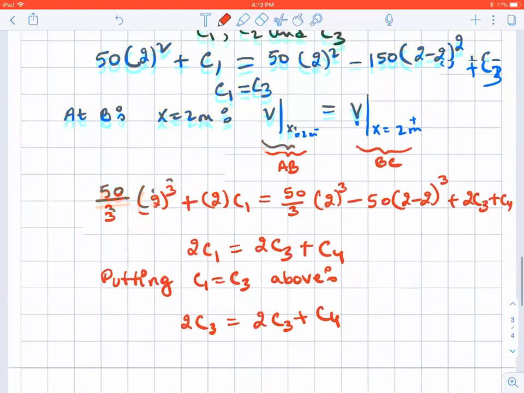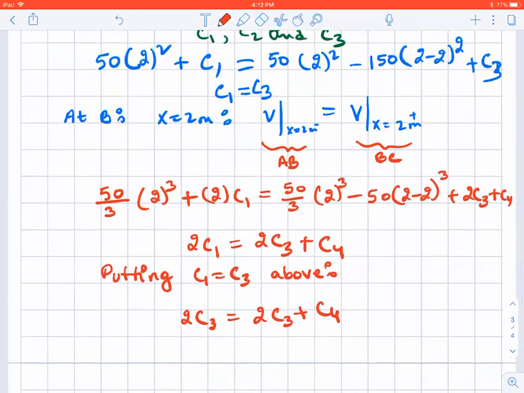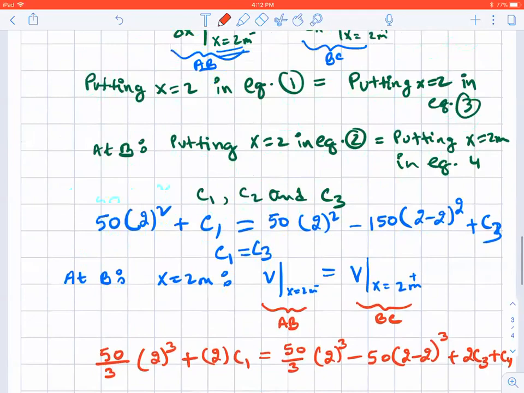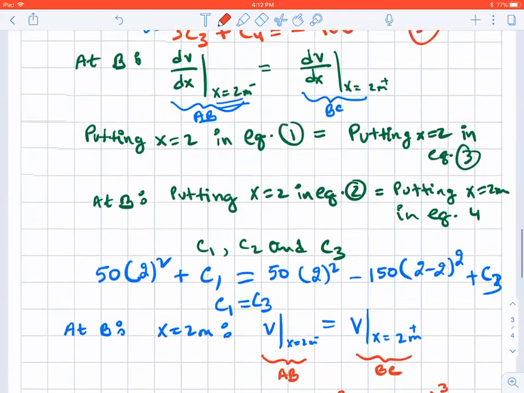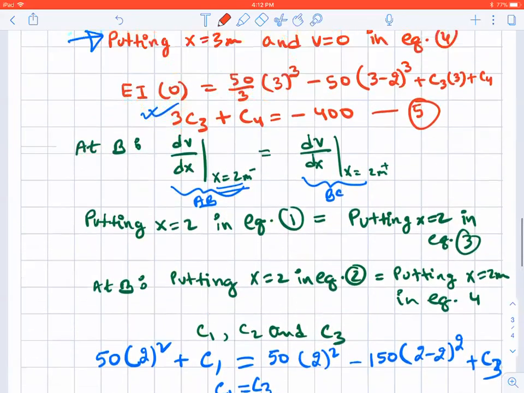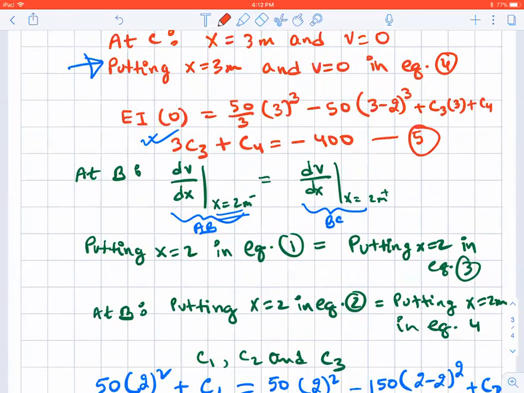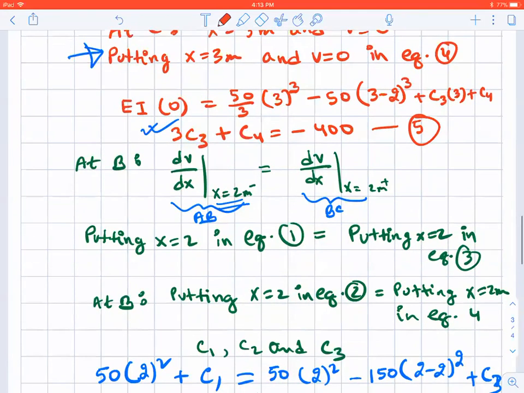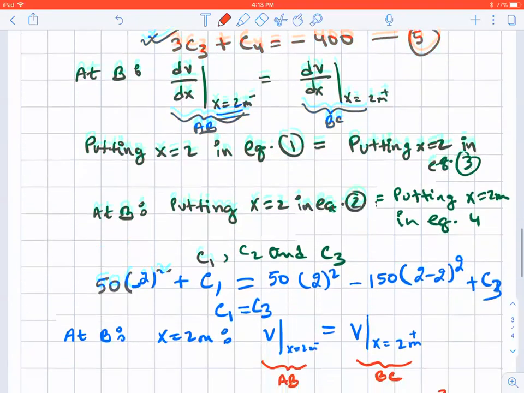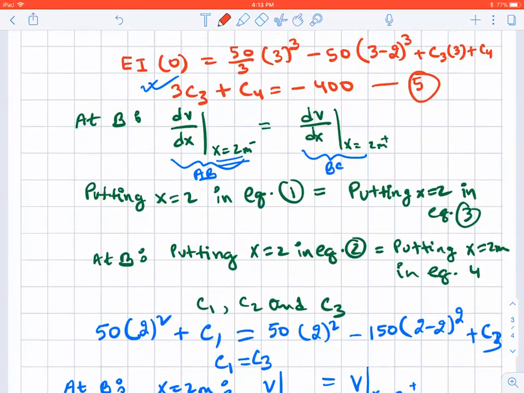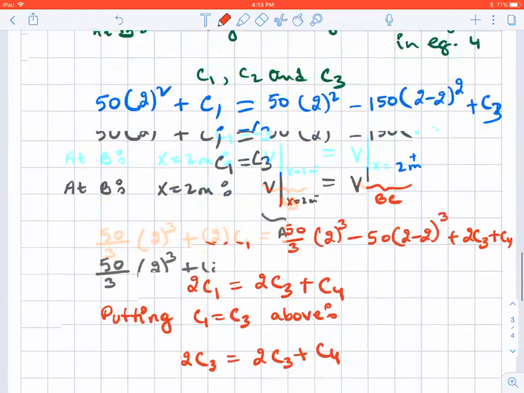Wait, there is something missing here. So we got C4 to be, oh, sorry, 3C3 plus C4 is equal to minus 400. So C4 is not 0. So from equation, this is my equation 5. Okay. So this is what we get.